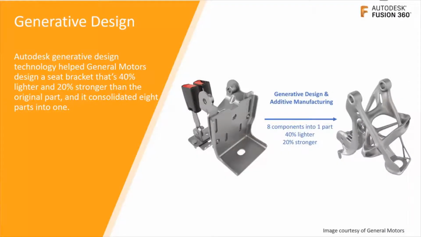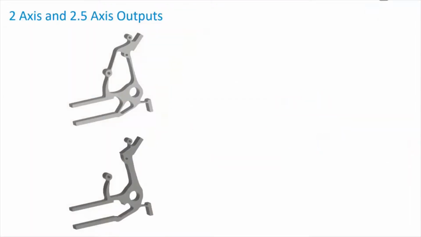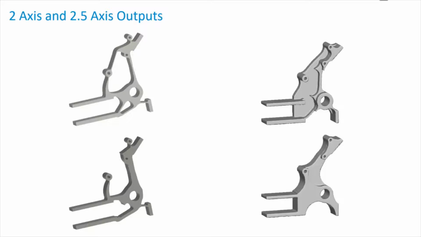An awesome customer example from General Motors, who have consolidated 8 components down to 1 using generative design. They now have a component that's 40% lighter, 20% stronger, and easier to assemble in the factory. But generative design is not only about additive manufacturing. We now have outputs for 2 and 2.5 axis, meaning that we can waterjet or laserjet cut components, as well as do milling on 2.5 axis machines. It's a big step change and really exciting technology available through Fusion 360.